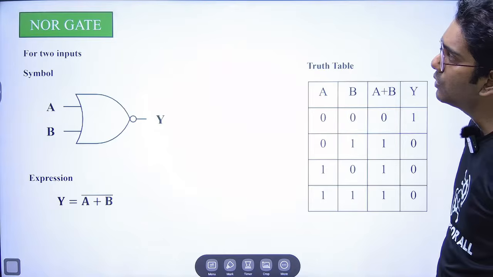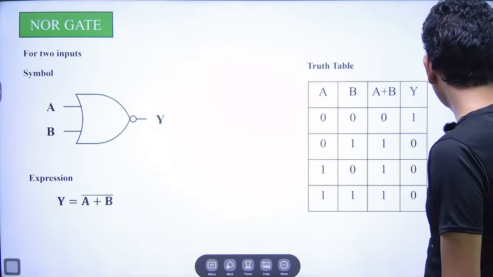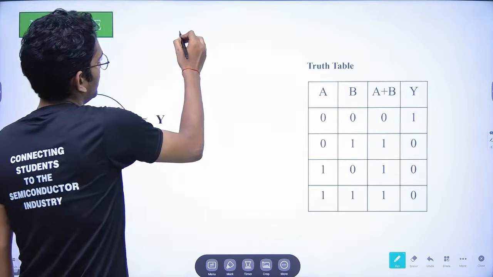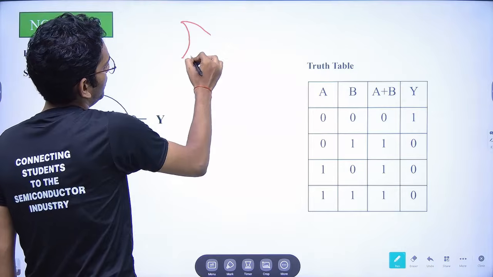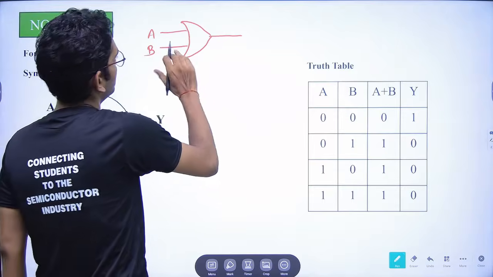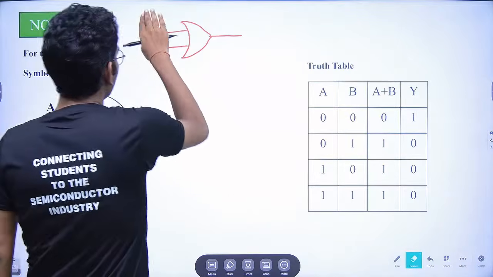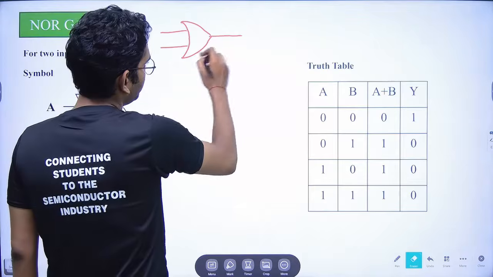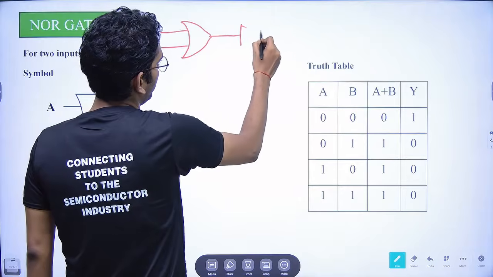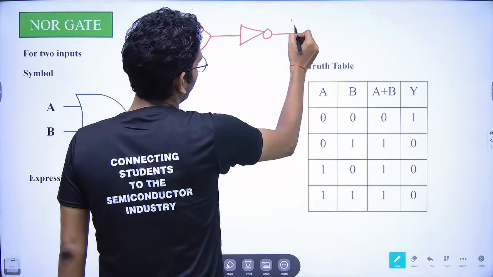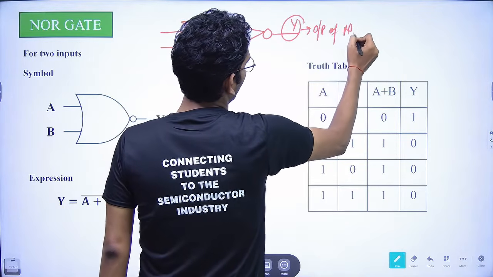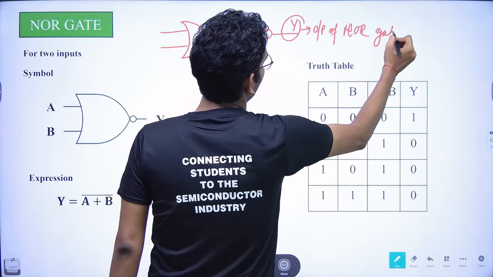Now next coming to the NOR gate, fine. Just like I told you about the NAND gate, what happens with the NOR gate? This was the symbol for the OR gate. Two inputs, just assume A and B. Whatever output we are getting here, we pass it through a NOT gate and we get Y as the output. So this is the basic output of the NOR gate.